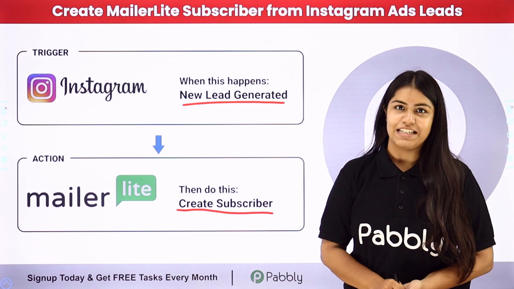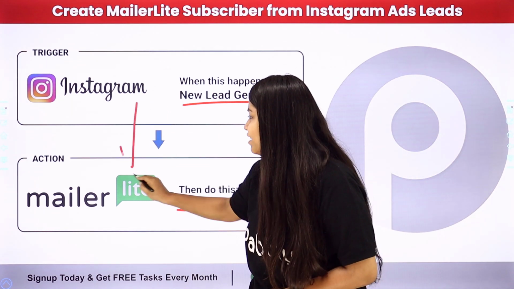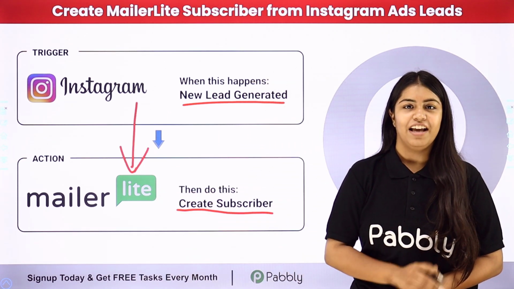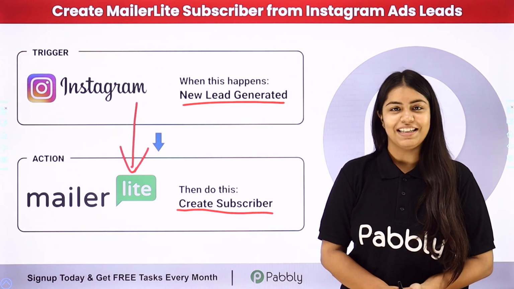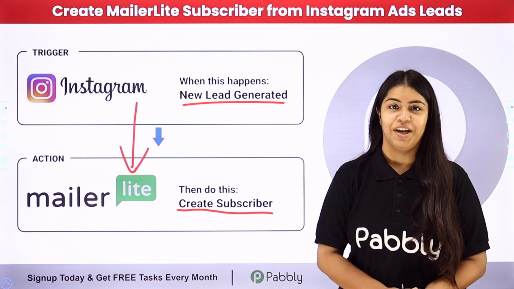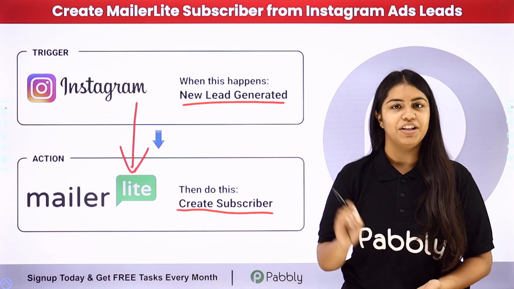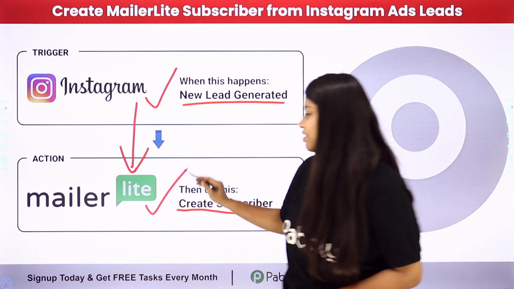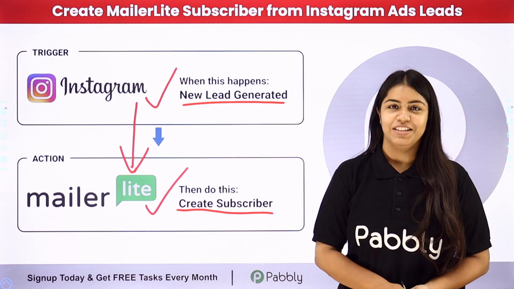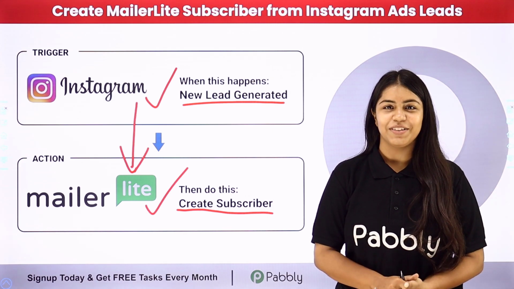For this, we are going to create a connection between our Instagram ads and MailerLite. To create this connection without knowing any programming or coding language, we are going to use Pabbly Connect. It is an amazing automation software. So in Pabbly, we have the concept of trigger and action. For trigger, we are going to use Instagram ads, and for action, we are using MailerLite. So if you also wish to learn this process step by step, follow me through the screen.